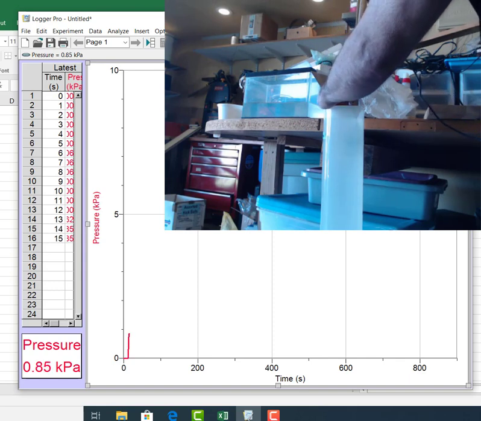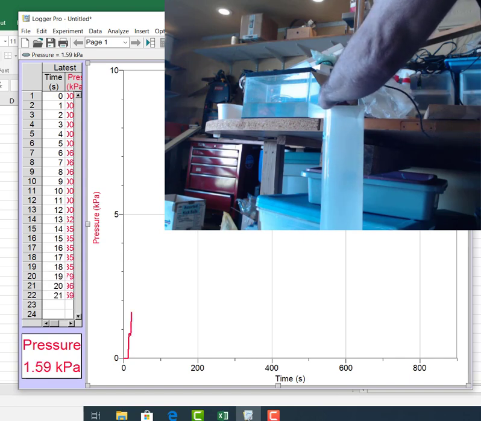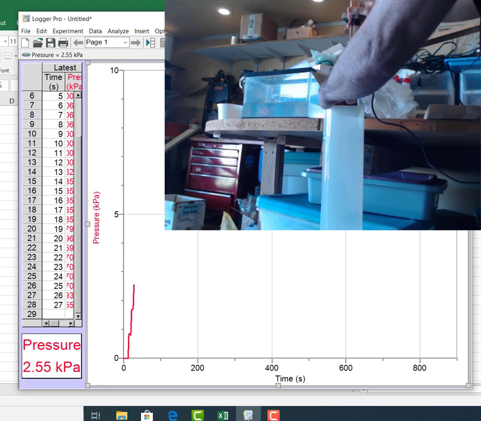I'm now at 10 centimeters depth. You can see the pressure went up to about 0.85 kilopascals. 20 centimeters depth, 1.70 kilopascals. 30 centimeters depth, 2.55 kilopascals.